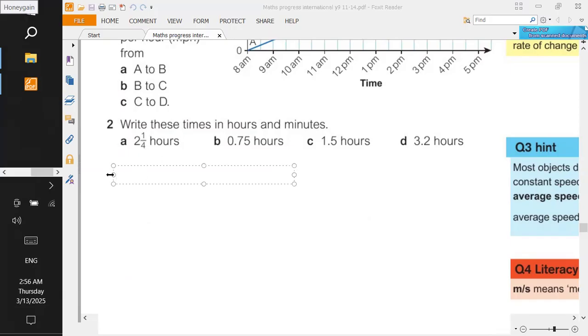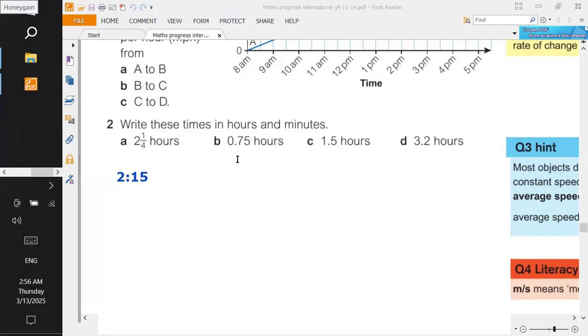You multiply it by 60. A quarter of an hour is going to be 15 minutes. So to write it as hours and minutes, it's going to be 2 hours and 15 minutes, like this.